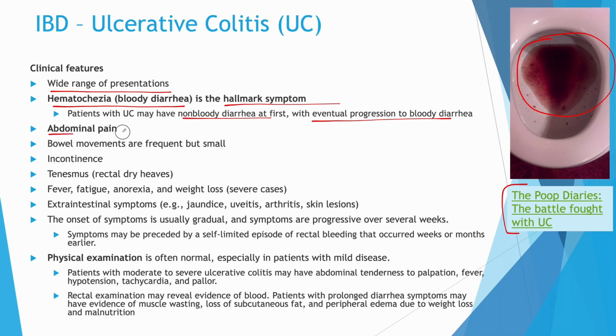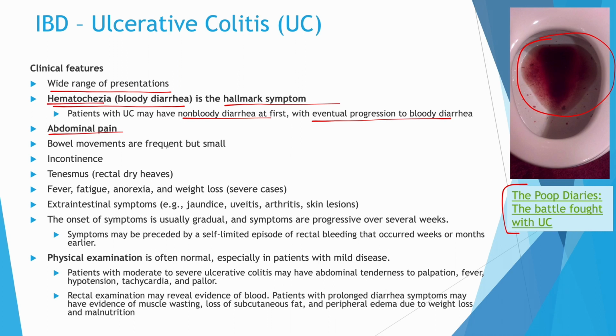Patients also have abdominal pain. So remember, in Crohn's disease, it's more diffuse diarrhea and some abdominal pain with weight loss and fatigue, whereas ulcerative colitis is more hematochezia with abdominal pain.